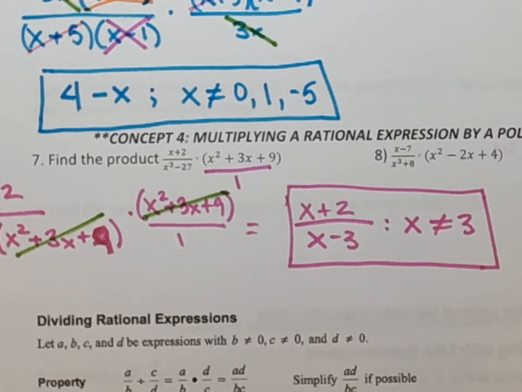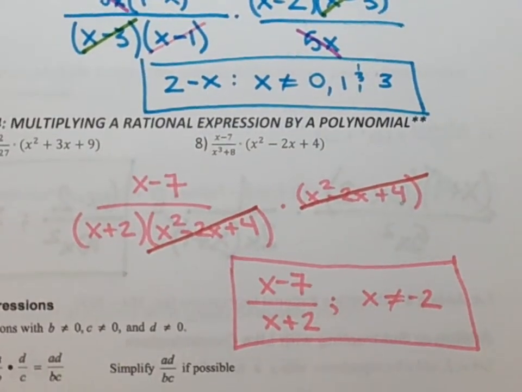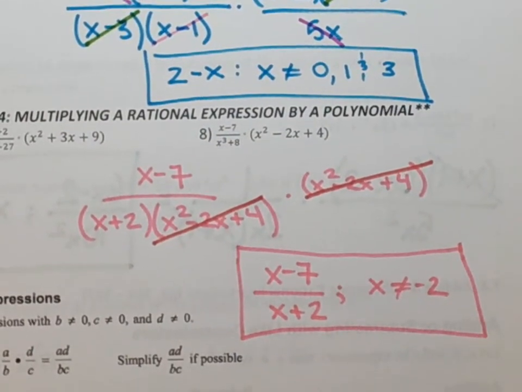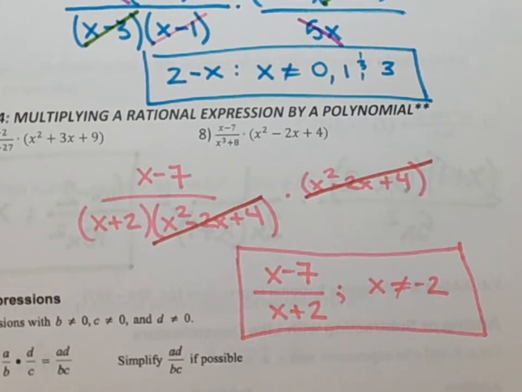Give number 8 a try. I'm going to show this answer to you. And there you go. Number 8. Quantity of x minus 7 over x plus 2, where x cannot be negative 2.